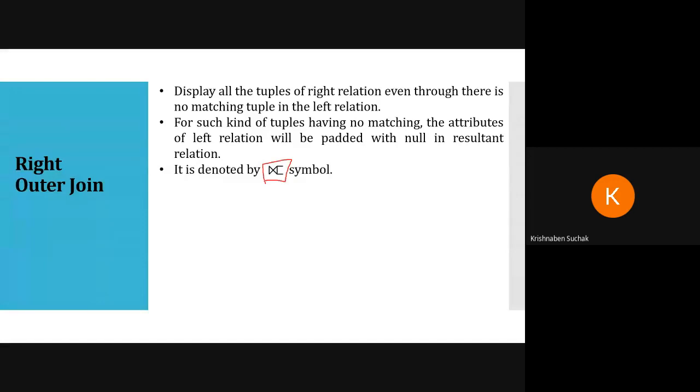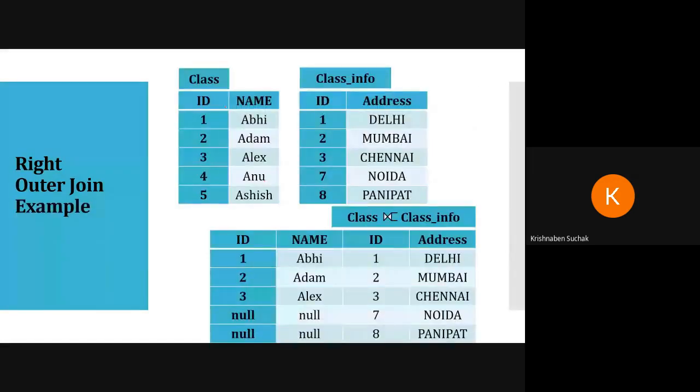Here I have two relations, or you can say two tables, class and info. Now if I perform right outer join here, what result will I get? First I was getting the left side result, now I will get the right side result. That is the complete result: ID 1 2 3 7 8, and address Delhi, Mumbai, Chennai, Noida, and Panipat. Here I am writing the complete address.